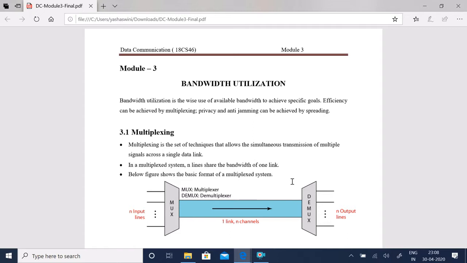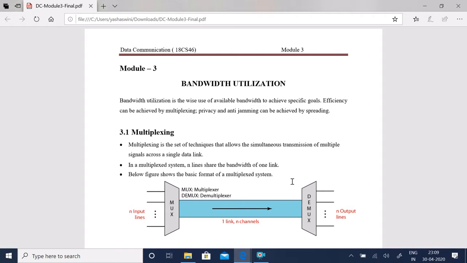What do you mean by bandwidth utilization? It is how well you can use the available bandwidth to achieve the goal. Efficiency can be improved or achieved by using multiplexing, privacy and anti-jamming whenever you are spreading a signal. So we deal with each of the concepts. The first concept is multiplexing. So today we will be discussing multiplexing.